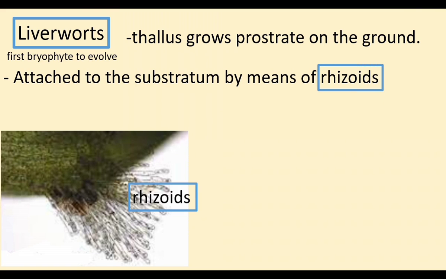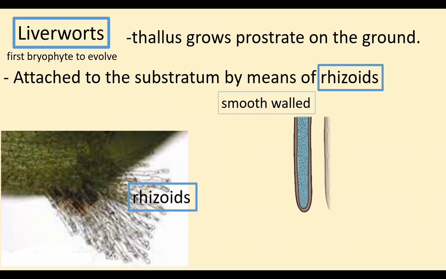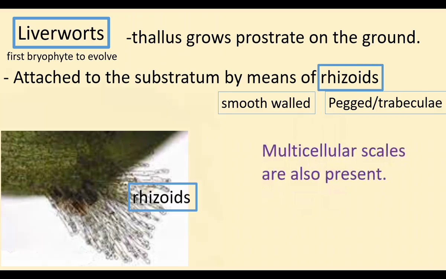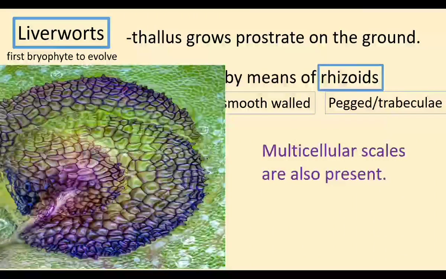Bryophytes have two kinds of rhizoids, smooth-walled rhizoids and pegged or tuberculate rhizoids. Multicellular scales are present on the ventral side. The scales protect the newly growing parts.